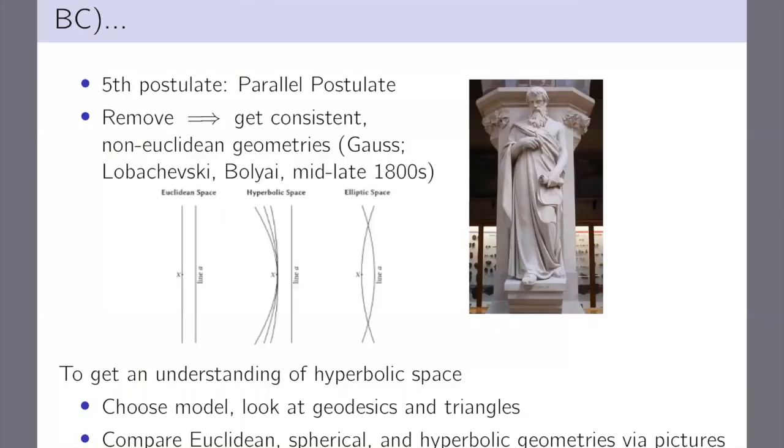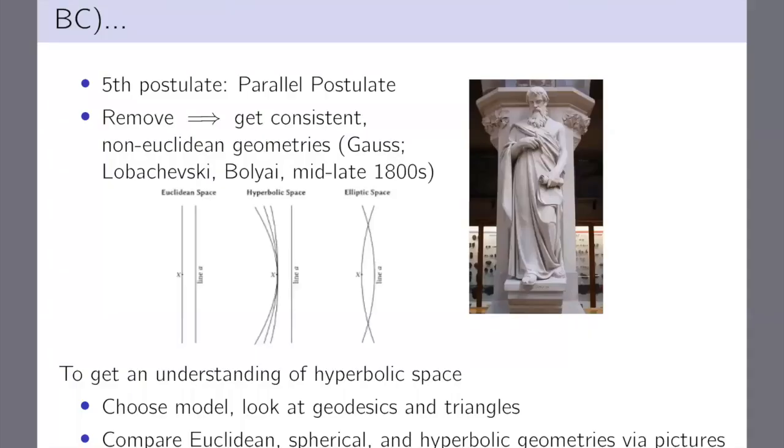Okay, so Gauss discovered around 1830 that if we remove the parallel postulate and just retain the other four, we can develop a consistent geometry, a non-Euclidean geometry. Now, Gauss never published his work, and shortly after, Lobachevsky and Bolyai also independently discovered hyperbolic geometry.